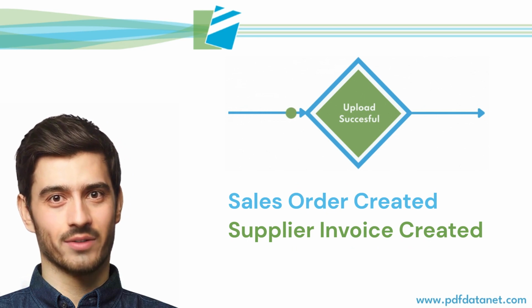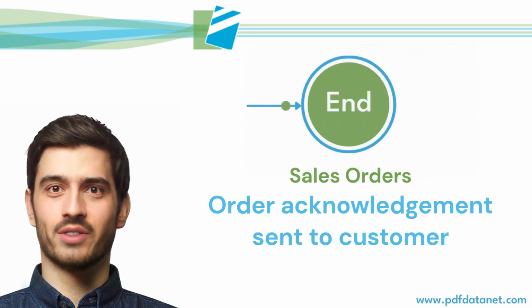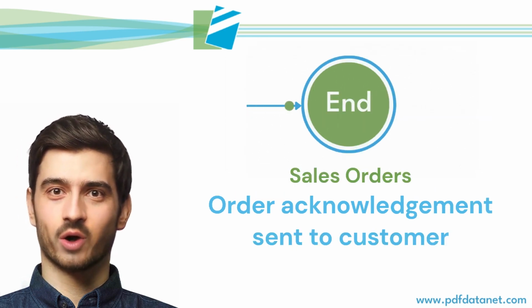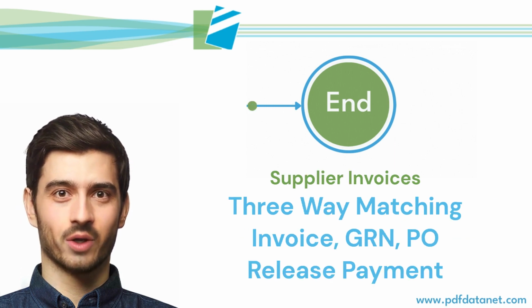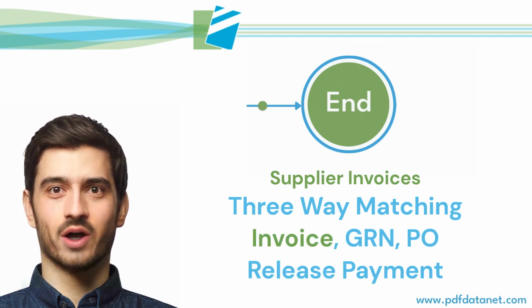As part of the final step, an email can be sent to the customer to confirm receipt of their order, or for supplier invoices, three-way matching of the invoice, GRN, and original PO can be used to release the invoice for payment.